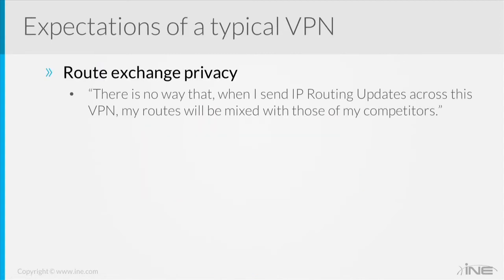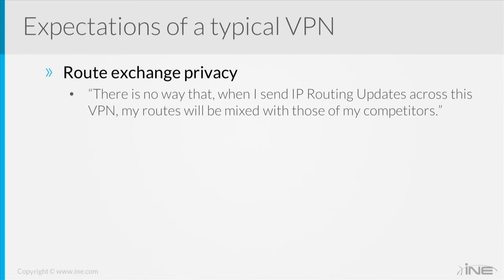So, regardless of whether I choose a peer-to-peer or an overlay VPN, there's basically 3 common expectations of what that VPN will provide to me. Number 1, route exchange privacy. And I talked about this already. In other words, there's no way that when I send an IP routing update across this VPN that my routes will be mixed with those of my competitors.